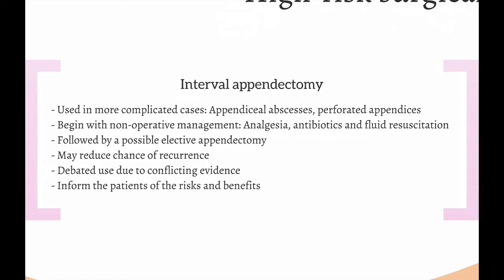Several weeks after the acute process resolves, a discussion with the patient can be had about scheduling the elective interval appendectomy. Certainly, if they have ongoing chronic symptoms, this should be advised. If they are asymptomatic, there is an unclear benefit, but it often comes down to patient preference. This management strategy may reduce the chances of recurrence, but its use is debated due to conflicting evidence. As usual, the patient should be informed of the benefits and potential risks of this procedure.